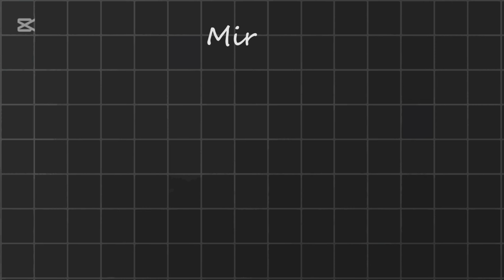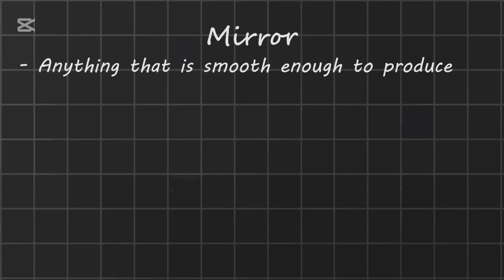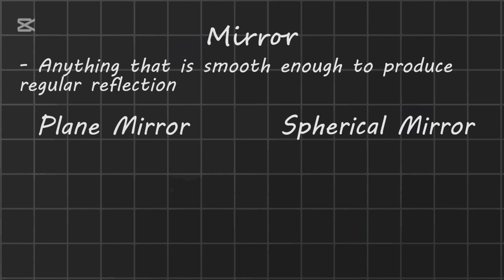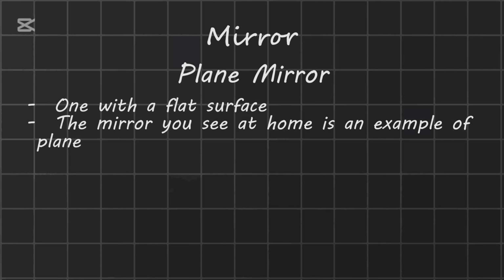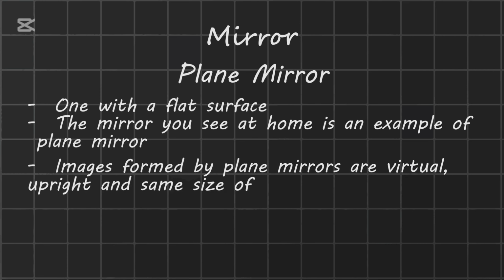Now, when you think of a mirror, you probably imagine the silvered plate you see at home, but in reality, it can be anything that is smooth enough to produce regular reflection. There are two types of mirror, plane mirror and spherical mirror. A plane mirror is one with a flat surface. In fact, the mirror you see at home is a plane mirror. Images formed by plane mirrors are always virtual, upright, and the same size as the object.